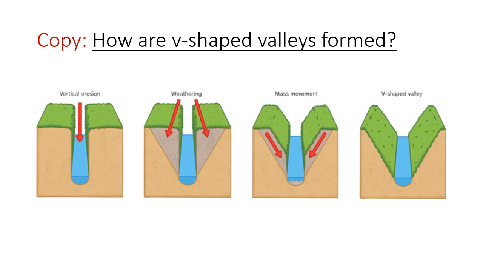The weathering occurs, that material then slides down, you'll notice, through gravity. Gravity is the main force here. It falls apart, it falls into the river, and the river itself then takes that material and transports it away. A V-shaped valley is left. So that's how we go from vertical erosion through weathering, mass movement, to the formation of a V-shaped valley. And that is how those processes lead to this distinct shape of the upper course of a river.